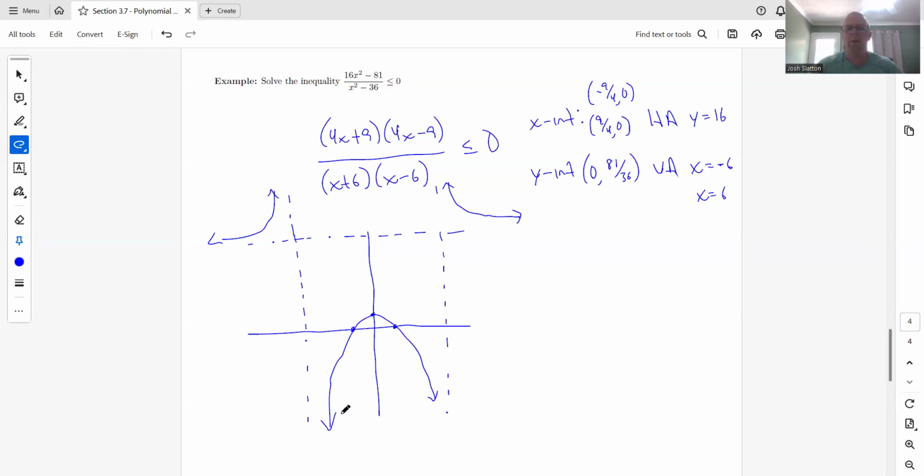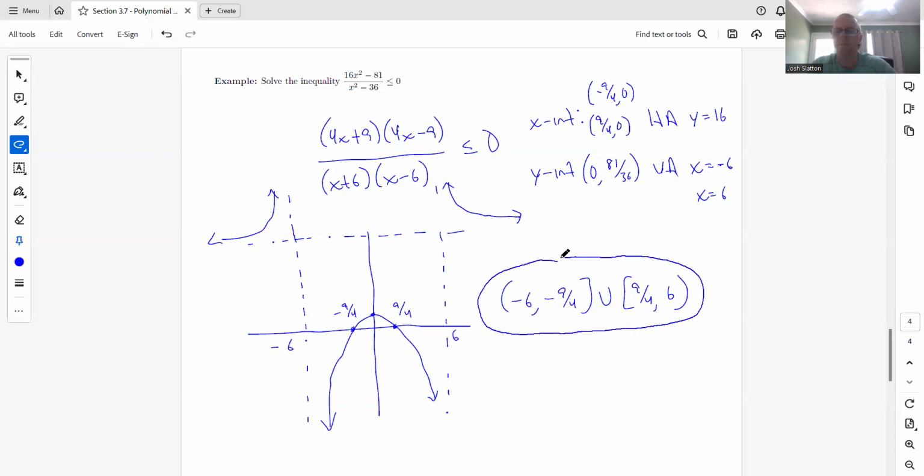All right, so we are looking for where this one is less than or equal to 0. So let's see, that is at negative 6, positive 6. That is at negative 9/4 and positive 9/4. So negative 6 up to negative 9/4, bracket, union, and then starting at 9/4, it goes back down. And there we go.